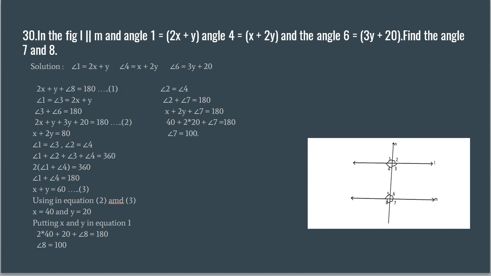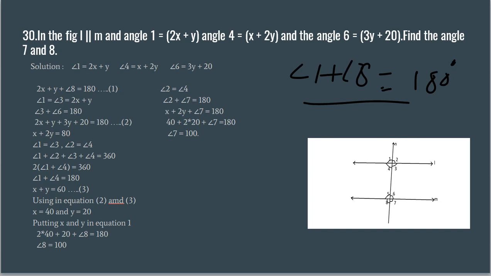We have angle 1 here. Angle 1 plus angle 8 equals 180 degrees. This is the property. And we have angle 1 equals angle 3 because they are vertically opposite angles, which makes angle 3 also 2x plus y, because angle 1 is 2x plus y.